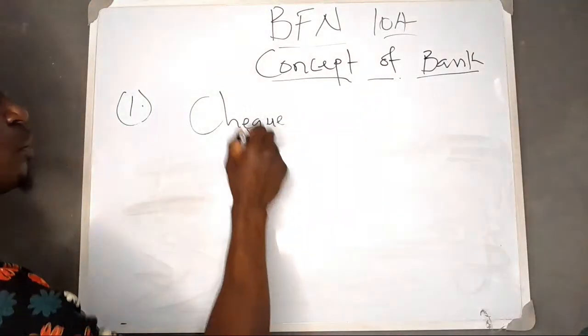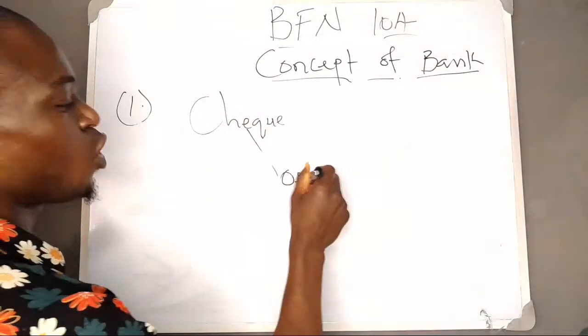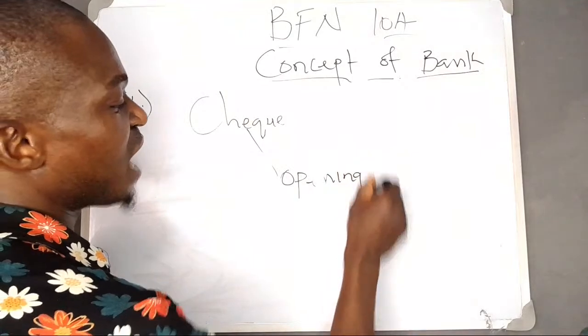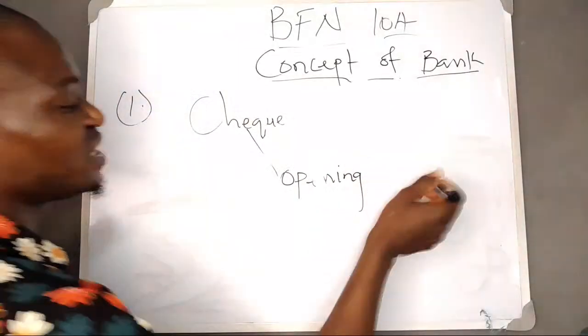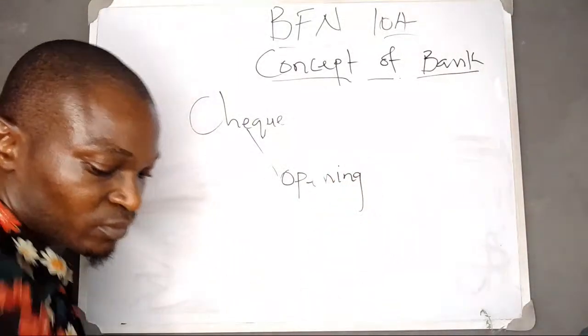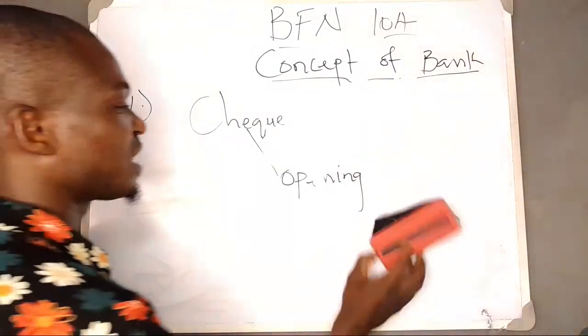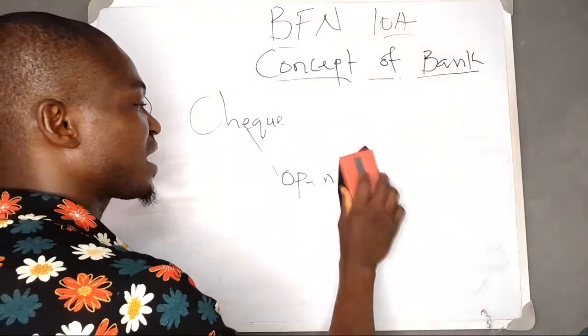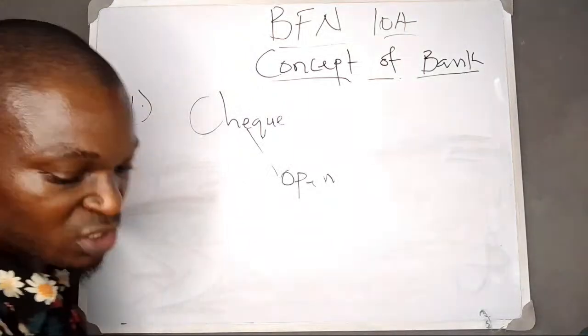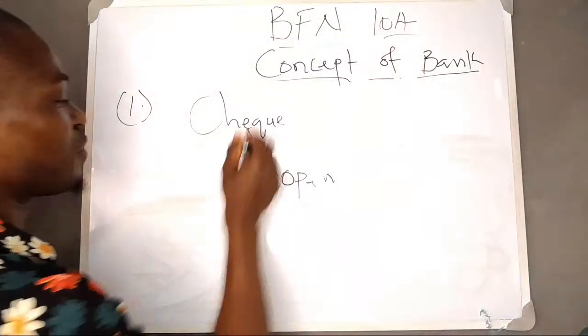Here we have open check. The check is open, and it is very, very common. This open check is very common, and I can bet you most of the checks we normally see are open checks. And again, we have crossed check.